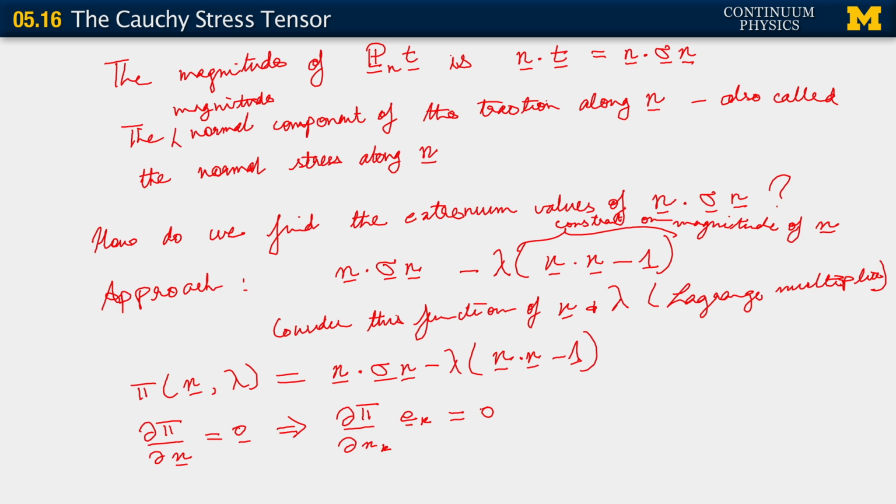Okay, and as we've done before, we can choose to work only in terms of the initial quantities. For that purpose, let's first rewrite pi as ni sigma ij nj minus lambda (nl nl minus 1). Okay, and then we are going to consider partial of pi with respect to nk.